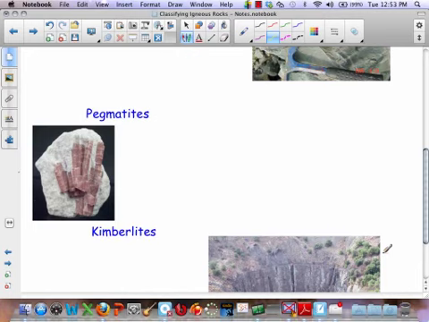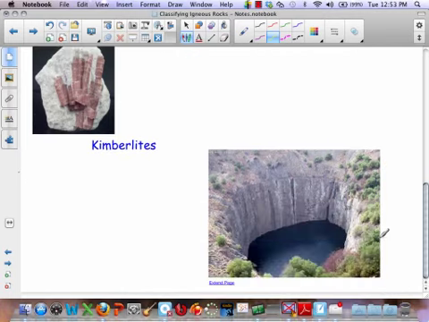And then the last one is called a kimberlite. Where have you guys seen kimberlites before? National Geographic. Okay, explain. I see a cover and there's a big hole and this guy's jumping in. That's a sinkhole. That's not what he's doing. Well, they're easy to get confused.